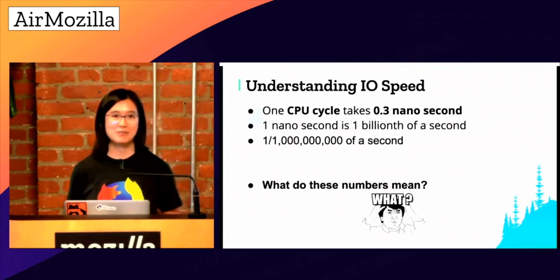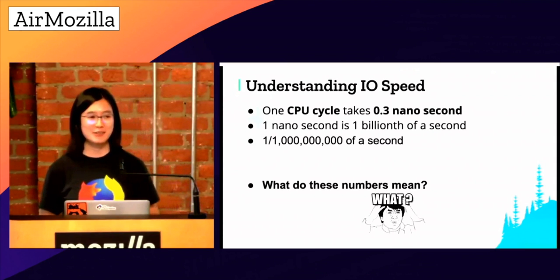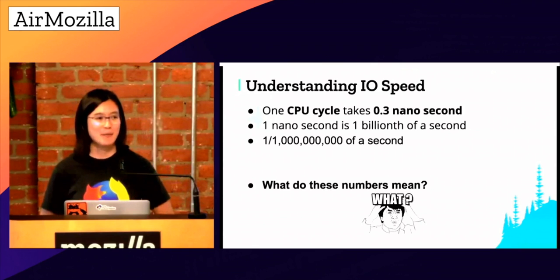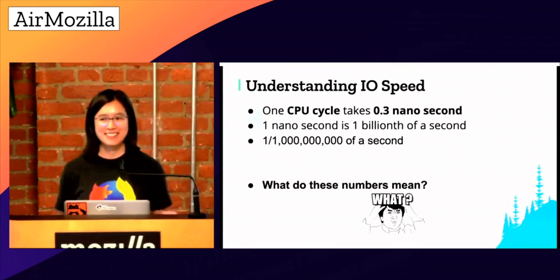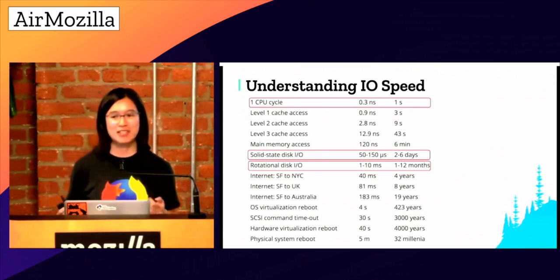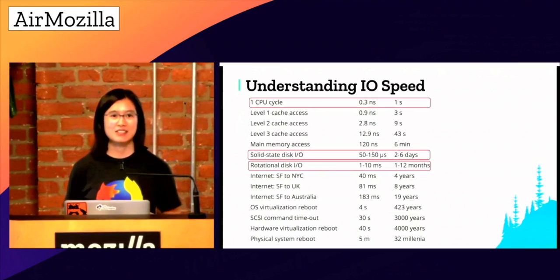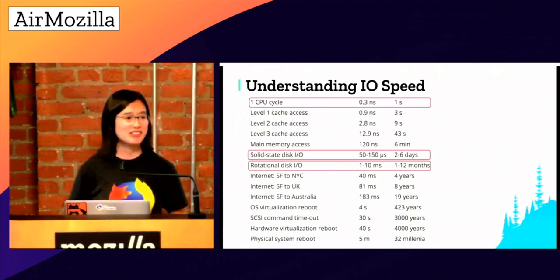Let's understand I/O speed. So one CPU cycle takes 0.3 nanoseconds. 1 nanosecond is 1 billionth of a second. What do those numbers even mean? So we can translate those numbers to a more human-relatable time scale. If one CPU cycle is 1 second, then a solid-state disk I/O takes 2 to 6 days, and a rotational disk I/O takes 1 to 12 months.